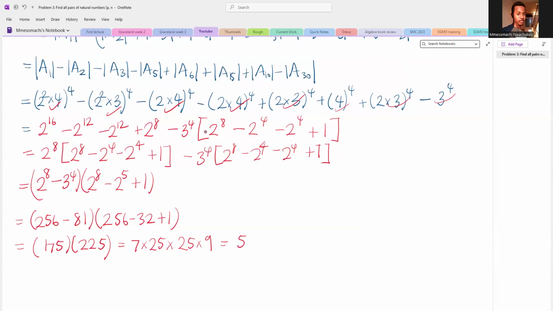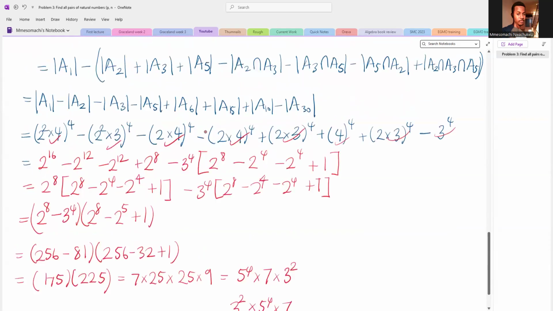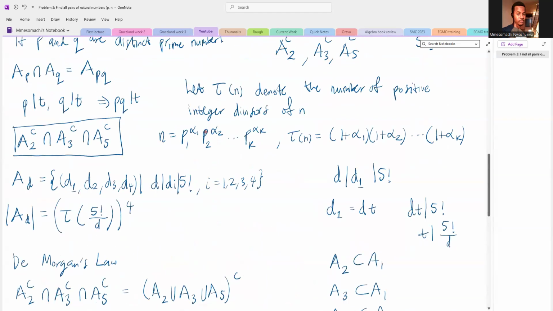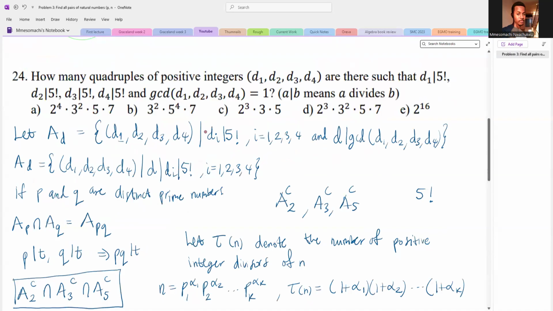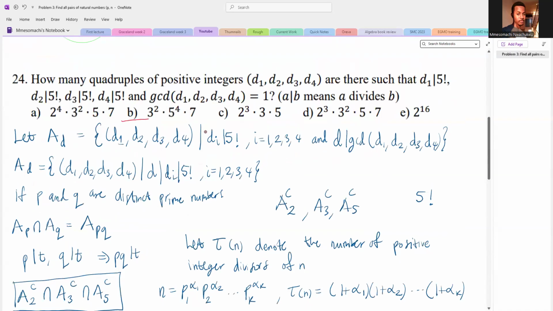Okay, so basically 25 is 5 to the power of 2, so we have 5 to the power of 4 times 7 times 3 to the power of 2, that is 9. So we have 3 to the power of 2 times 5 to the power of 4 times 7. Okay, so let's scroll up and see. 3 to the power of 2, 5 to the power of 4, 7. 3 to the power of 2, 5 to the power of 4, 7. That's option B.